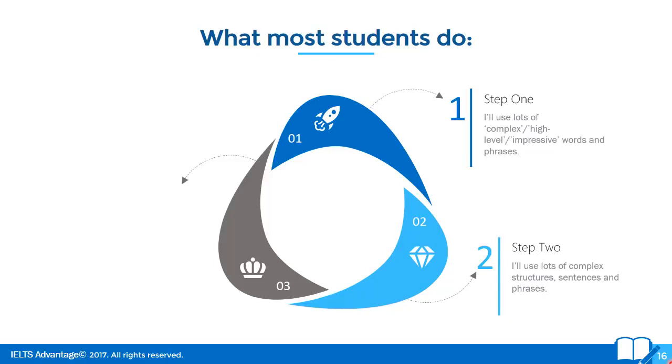Basically, lots of complex grammar, and this is really going to help you. It's not. The next thing they do is say all of this will really impress the examiner and I'll get a high mark. That's what the average student does. The average student gets about a 5.5 for academic writing. Don't be the average student.